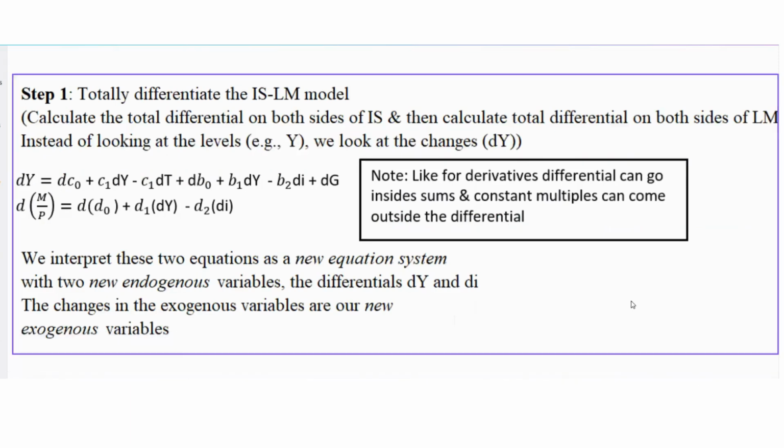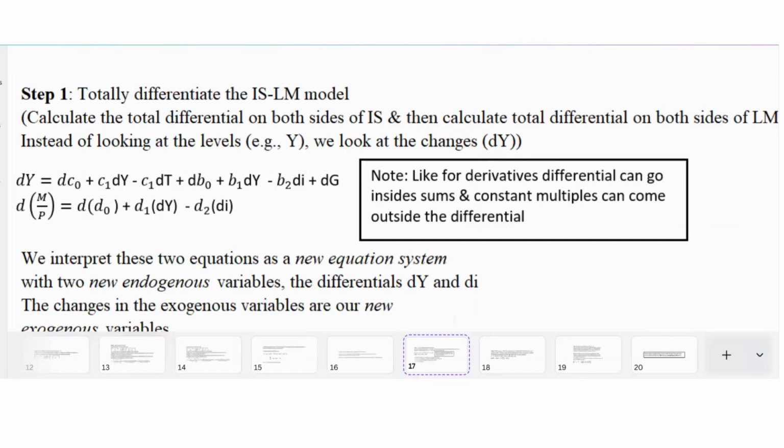Step one is to totally differentiate your IS-LM model. What this means is that you calculate the differential on both sides of IS and then calculate the total differential on both sides of LM. When I say totally differentiate the IS-LM model, this means that instead of looking at the levels, e.g. y, we look at the changes, dy.